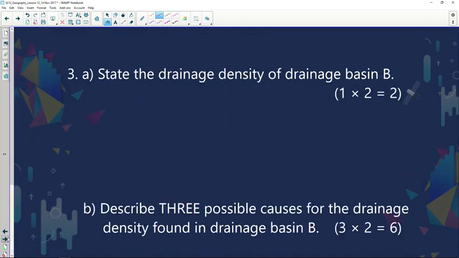Now state the drainage density of drainage basin B. If you look at that, it's definitely a high drainage density. If you look at drainage basin B, it's the one with the dendritic pattern. As you can see, there are many tributaries, and that means there's a lot of surface runoff taking place.